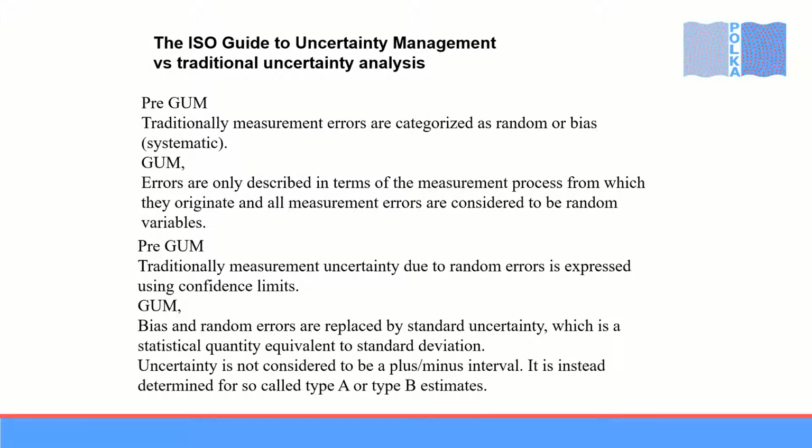So traditionally we use these confidence intervals for random errors, and then in the guide now they replace them by a standard uncertainty, which is a statistical quantity equivalent to standard deviation. So basically you can think about it as the usual standard deviation. But uncertainty is not considered to be just the plus and minus interval. It is instead determined for so-called A or B estimates.